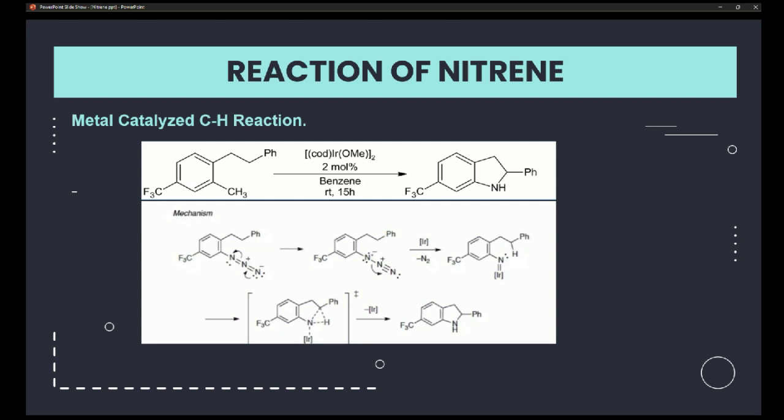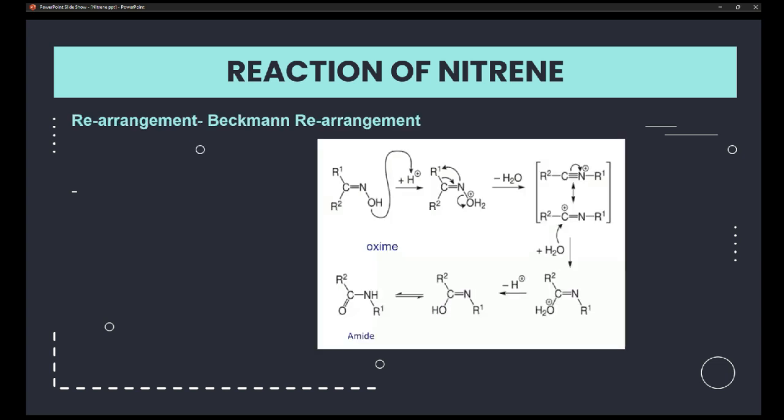Metal catalyzed C-H reaction. In this method, a metal catalyzed C-H reaction and ring expansion process occur. Beckmann rearrangement. In the Beckmann rearrangement, an oxime is converted to give the product, a substituted amide.